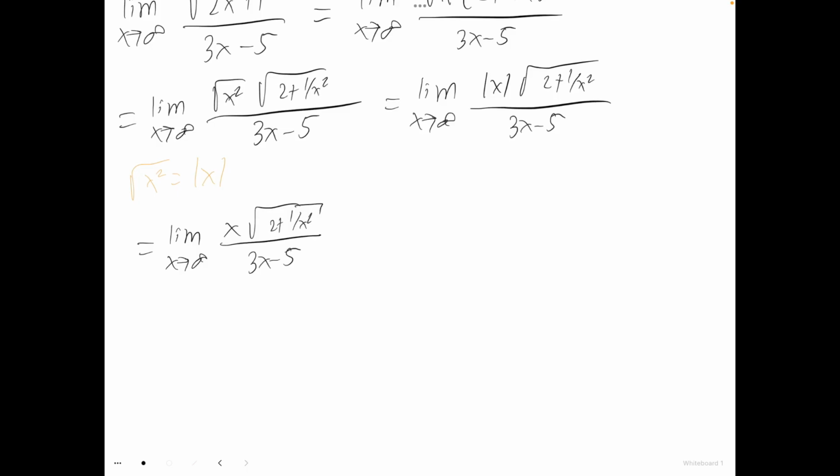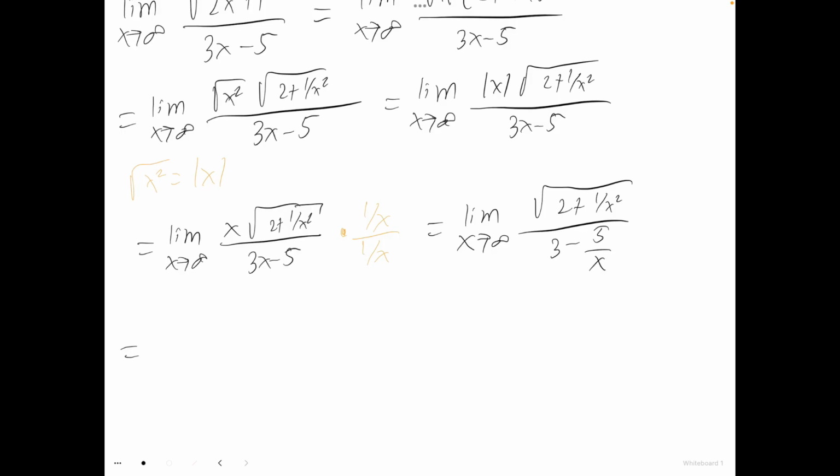Now, once we have factored the x squared part out, we're going to do the same trick that we did before. We're going to multiply the top and the bottom by 1 over x in this case, because that is the highest power on the top and the bottom. And now on the top, that's just going to cancel with our x that we pulled out, so we're left with the square root of 2 plus 1 over x squared. Now on the bottom, we're going to get 3 minus 5 over x.